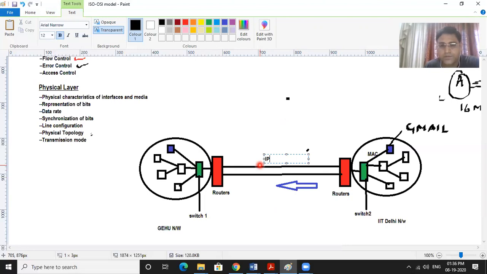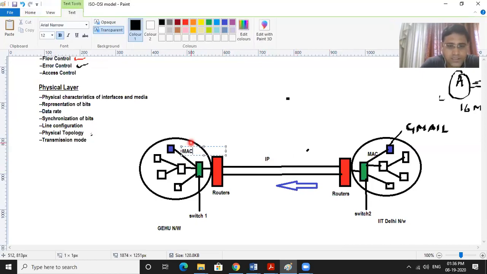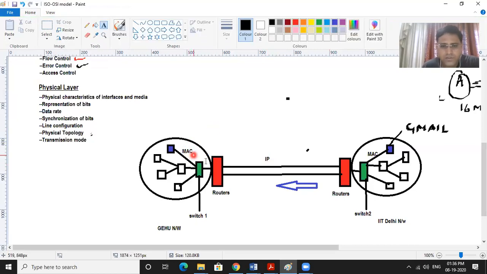This is the job of IP protocol, internet protocol, to take the data packet from one router to another. Now that data packet will come to this switch. Now this switch will find out the MAC address again, to which system this mail should go. So the MAC address will identify the system.